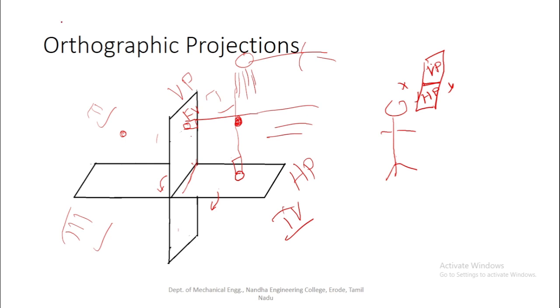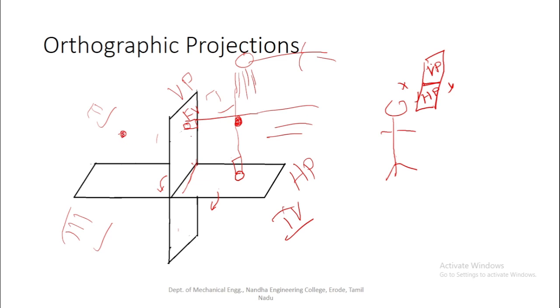So here, if the object is placed in the first quadrant, the front view will be projected in the vertical plane, then the top view will be projected in the horizontal plane. After rotation of the HP by 90 degrees in clockwise direction, the top view will be coming below the XY reference axis. Now we consider the object to be projected in the second quadrant.